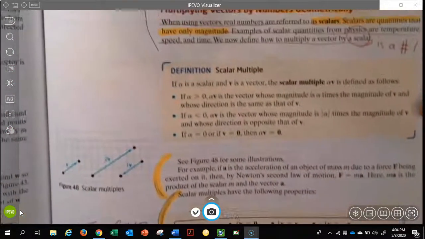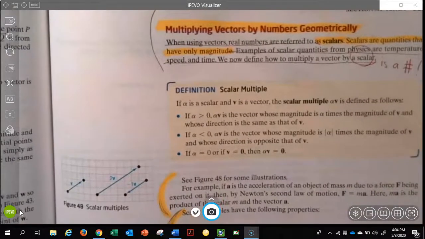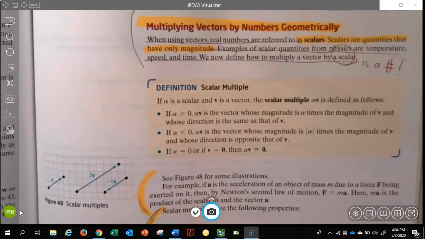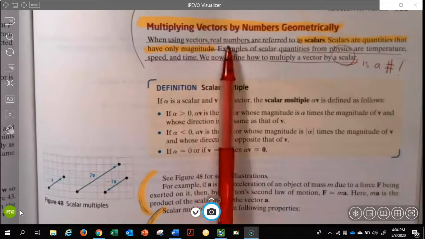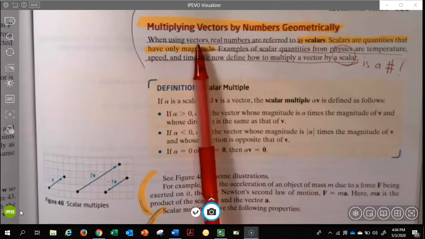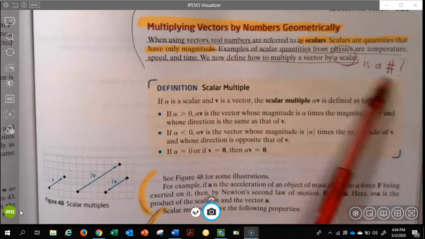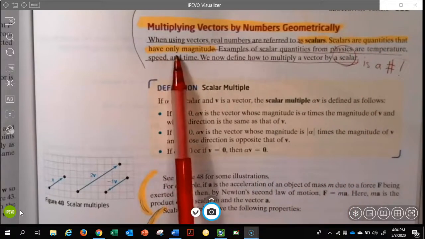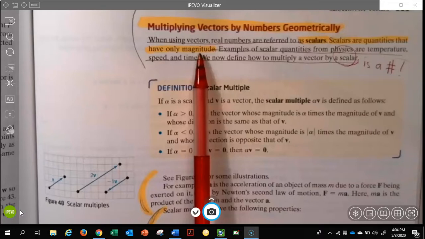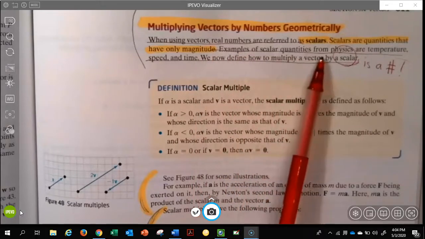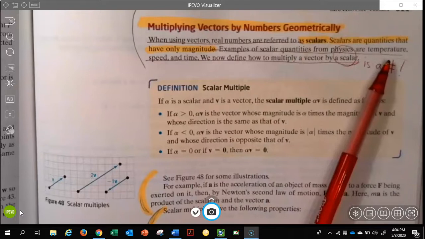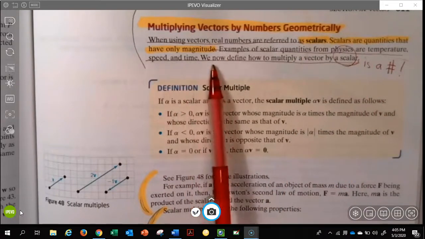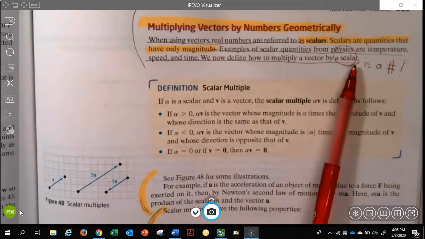I need you to note on the top of page 611 that you and I can multiply vectors by numbers geometrically. When using vectors, real numbers are referred to as scalars. A real number and a scalar, it's just a number. Scalars are quantities that have only magnitude, no direction. Examples of scalar quantities from physics are like temperature, 32 degrees, speed, 47 miles per hour, time. We now define how to multiply a vector by a scalar.